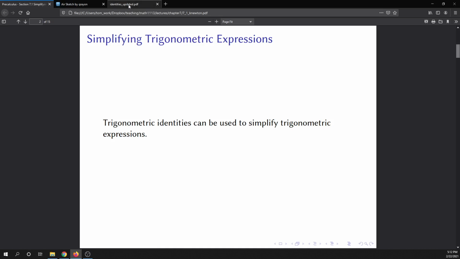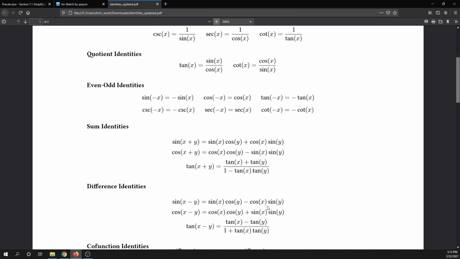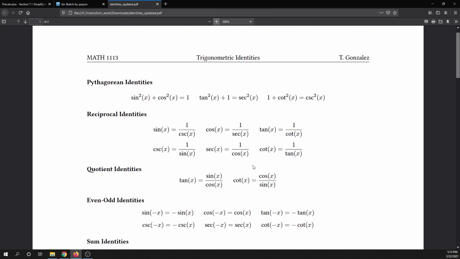The identities that we have talked about so far are listed here, and if you're in my class, you can find this sheet posted in Georgia View. We've talked about the Pythagorean identities, the reciprocal identities, the quotient identities, and these even and odd identities. There are some more, but we haven't covered those yet. So mainly we'll be dealing with these identities in this section.